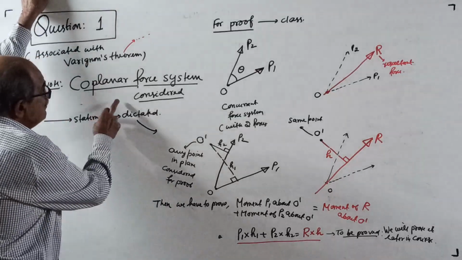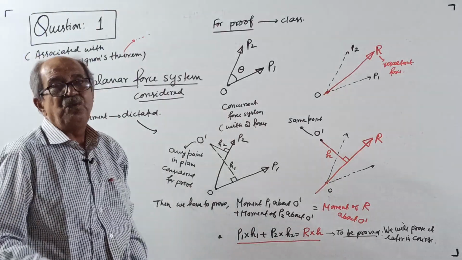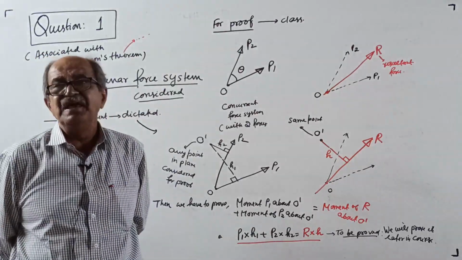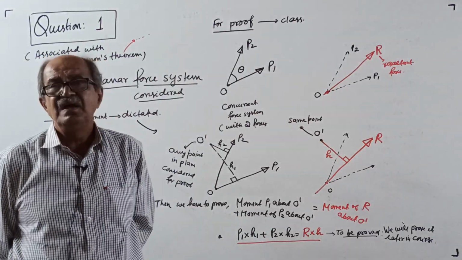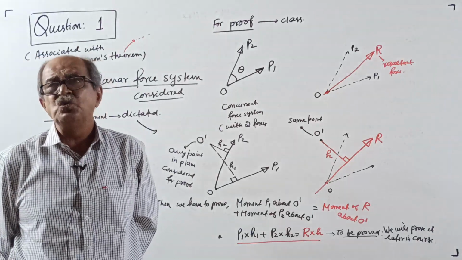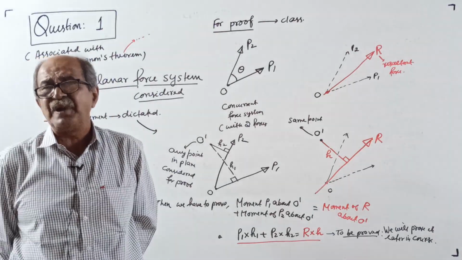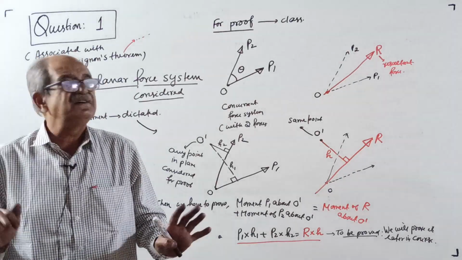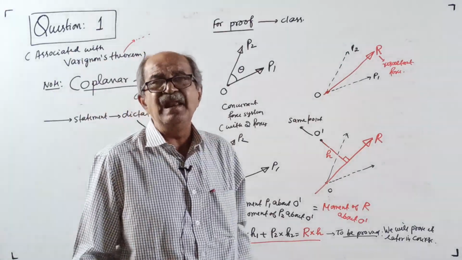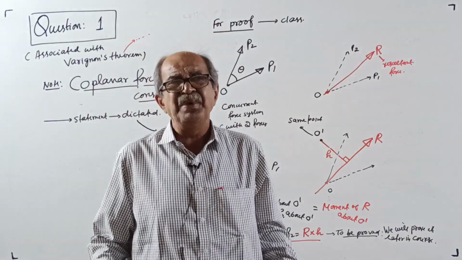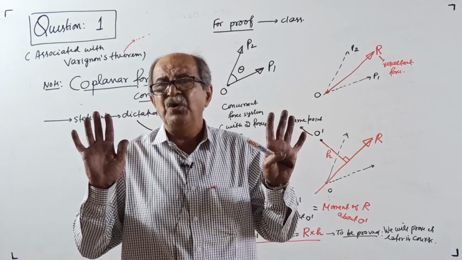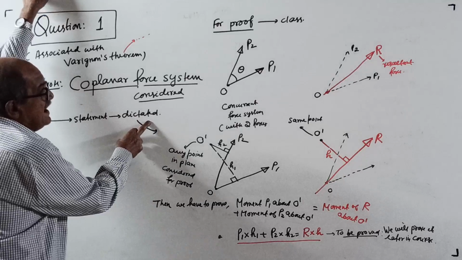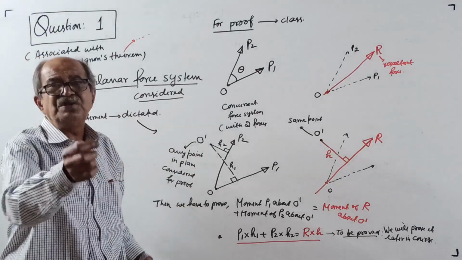Now, somebody will ask, sir, what about 3D? First you learn coplanar, then go to 3D. 3D also I can tell now, but it is not required. See, first you learn how to walk, then you start practicing running. Clear? First learn how to walk. Once you know how to walk, then learn running. Simple language. First you go for coplanar. That's all. Okay.